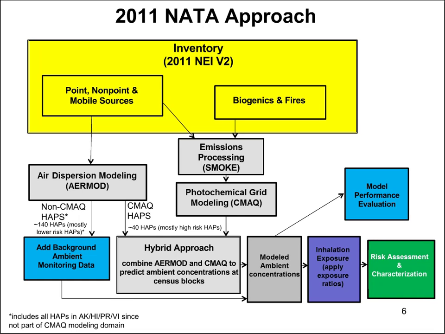Note that we run all the HAPs through the AirMod model. For those that don't go through CMAQ, we add background concentrations based on ambient monitoring data. For those that do go through CMAQ, the 40 HAPs, we run the hybrid approach. Then we send those modeled ambient concentrations to an inhalation exposure model, in which case we're applying exposure ratios. And then we apply the health data for the approximately 140 HAPs with cancer and non-cancer risk estimates to get a risk characterization. And we do a model performance evaluation on the ambient concentrations, and that is in the TSD, technical support document.